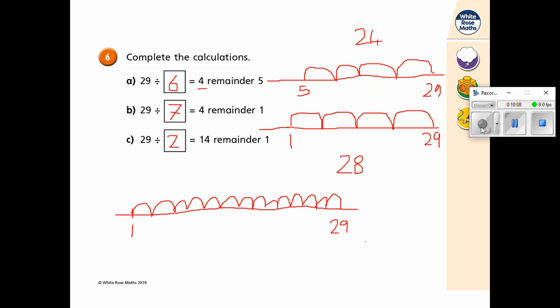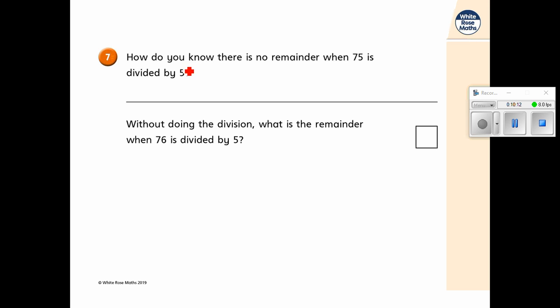Right, so let's have a look at question number 7. How do you know there is no remainder when 75 is divided by 5? Lots and lots of different ways that you could do this. First thing is you could start at 0, count in your 5 times table, and if you get to 75, that means that you're not going to get a remainder.